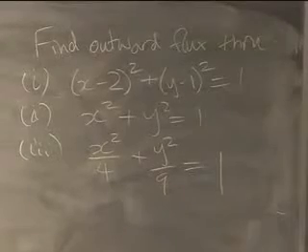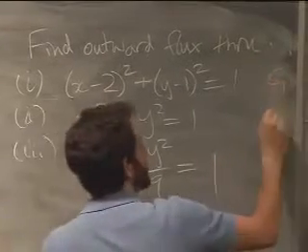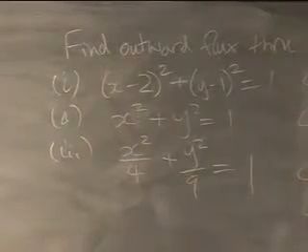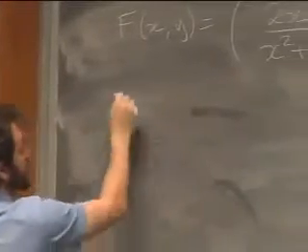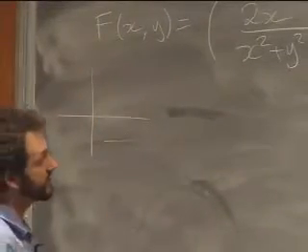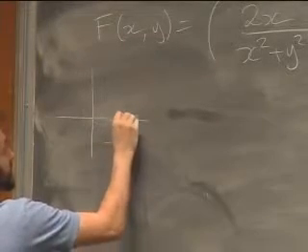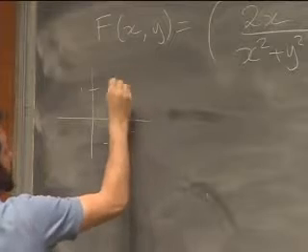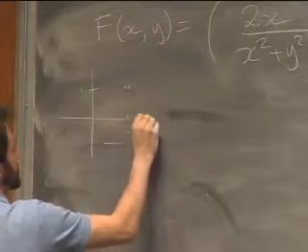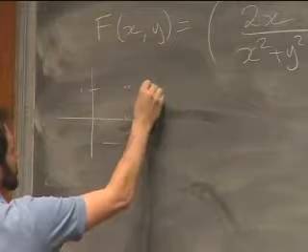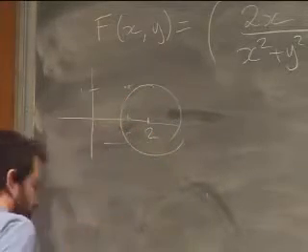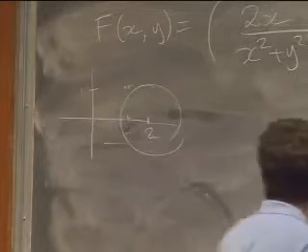Okay, so there's three different C's here. I'm going to call them C1, C2, and C3. We have to do them individually. For part 1, first of all, let's just draw a graph of C1. So (x minus 2) squared plus (y minus 1) squared is 1, so the center of this circle is (2, 1) and the radius is 1. So it looks like this. No, it does not look like that. It looks like this.